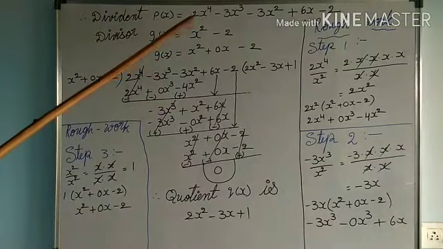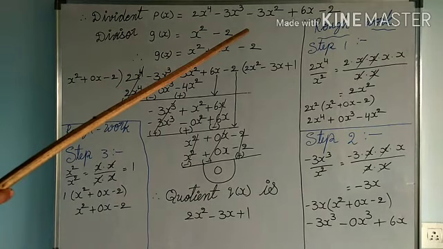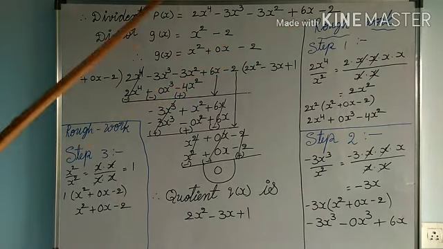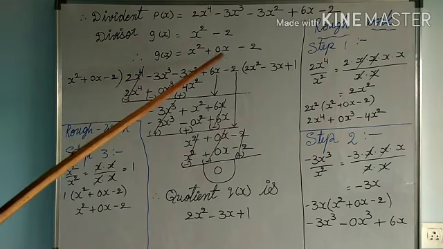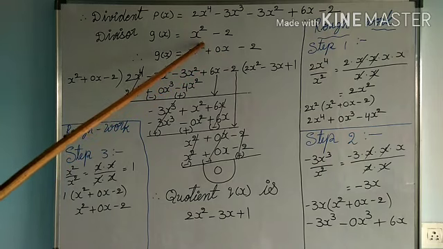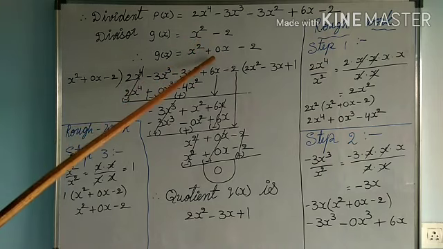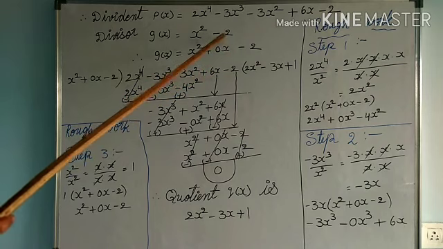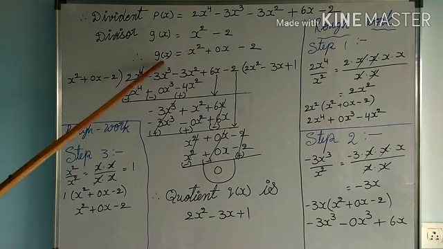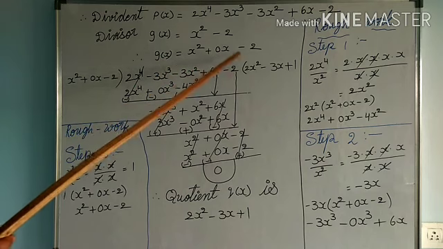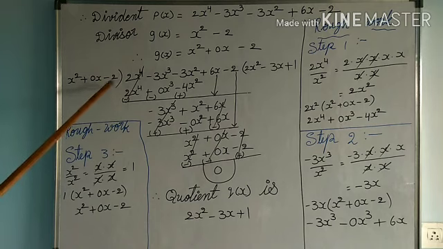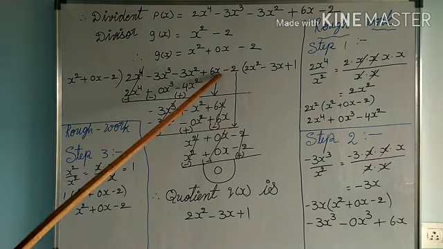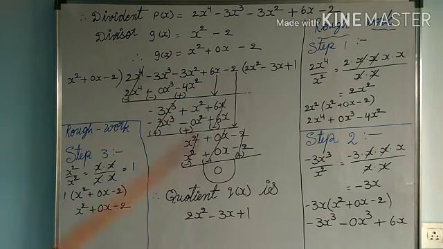And p(x) is equal to 2x to the power of 4 minus 3x cube minus 3x square plus 6x minus 2. It is the given polynomial. And the divisor g(x) is equal to x square minus 2. The x term is not there, so take x square plus 0x, and the constant term is minus 2. So the divisor is x square plus 0x minus 2, and the given polynomial is the dividend. Let's solve this division. We know how to solve it.